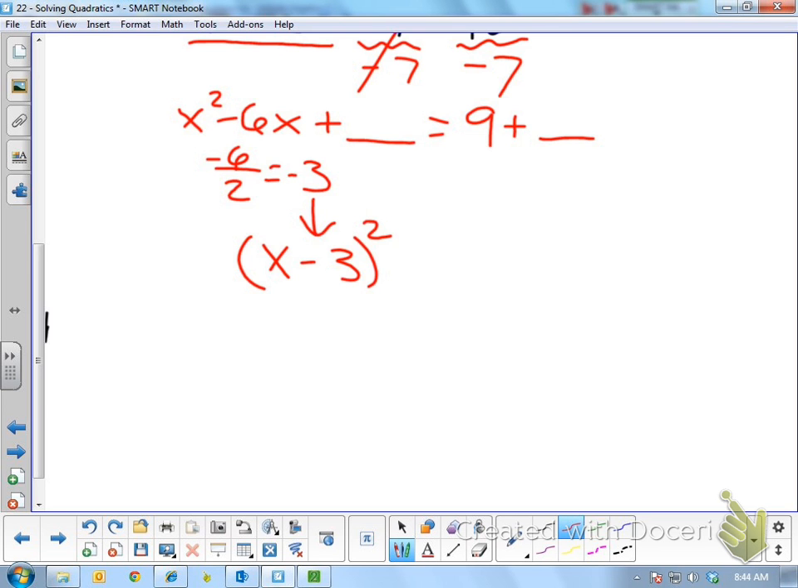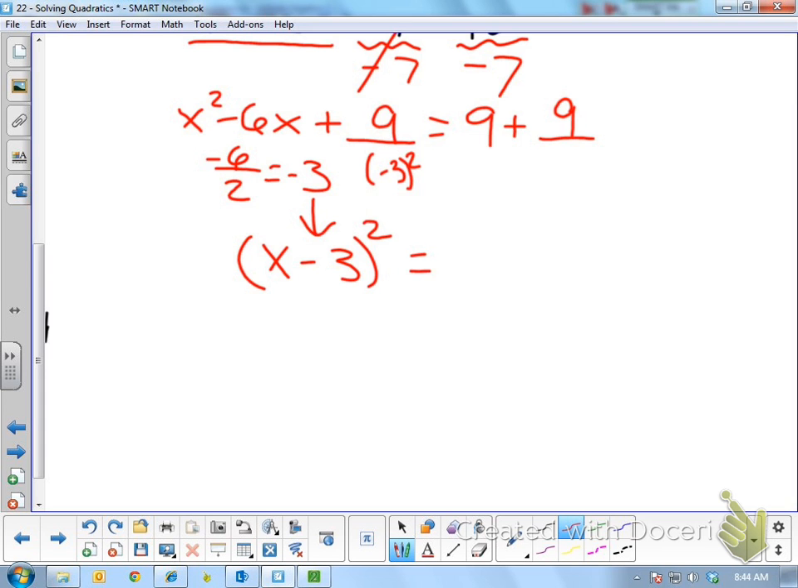And then how did I get the number that goes in the blank spot? 9. How did you get 9? Because 3 times 3 is 9. -3 times -3 is 9. -3 squared is 9. What you do to one side, you do to the other. So we got x minus 3 squared.